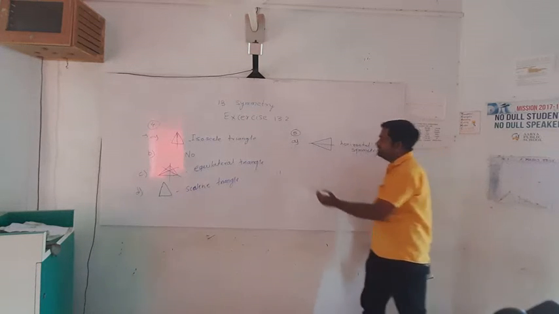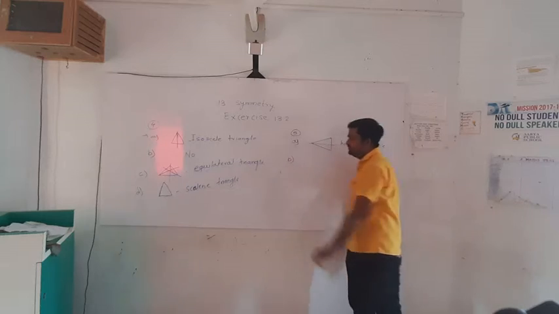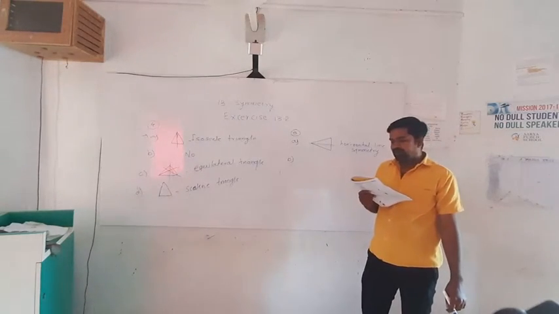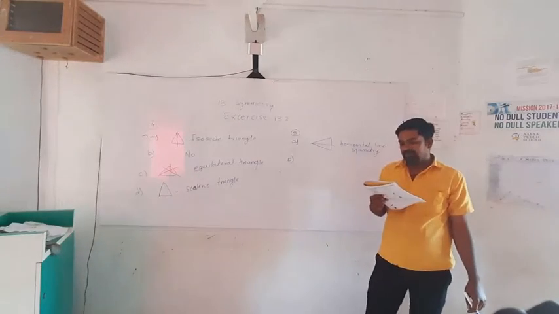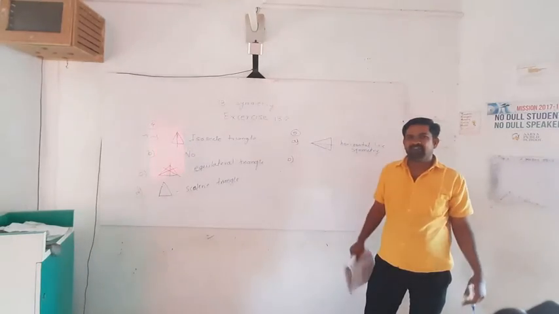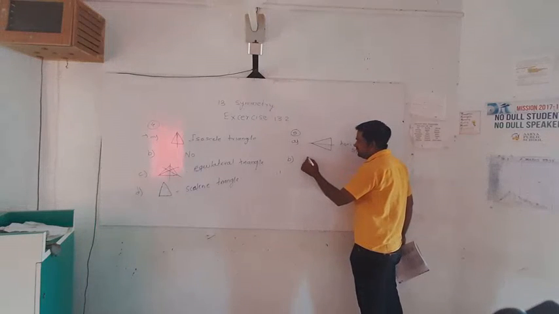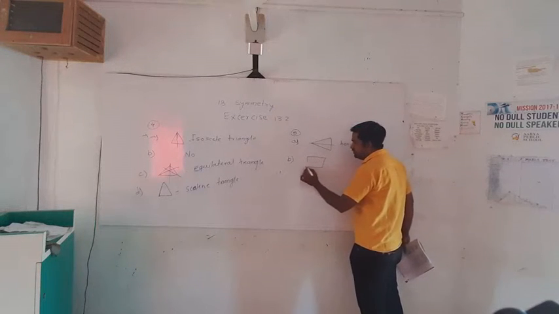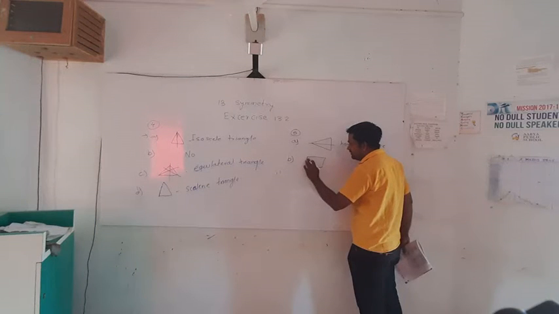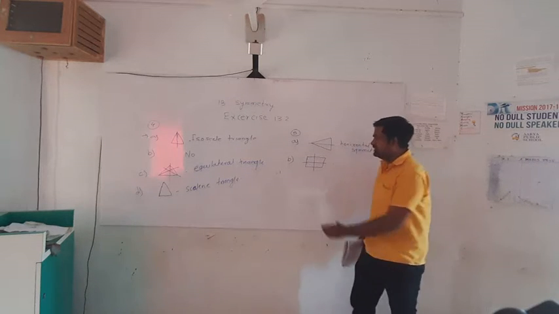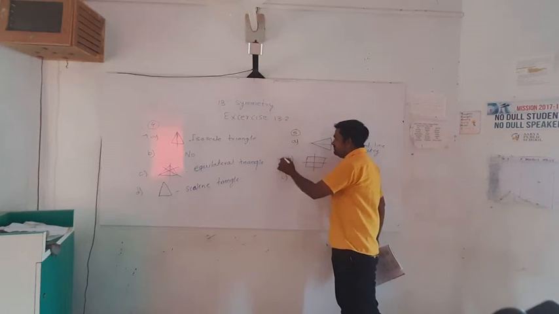Then B: a quadrilateral with both horizontal and vertical lines of symmetry. Quadrilateral means a four-sided shape. You can draw a rectangle. Yes, here both ways, vertical also and horizontal also, are lines of symmetry.